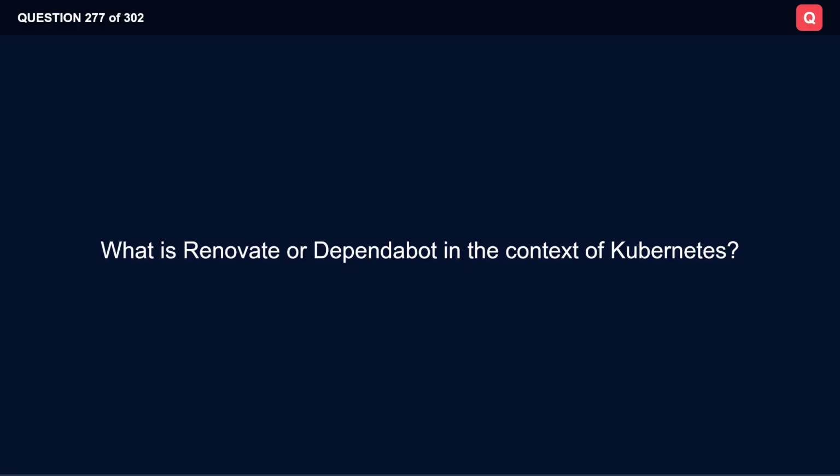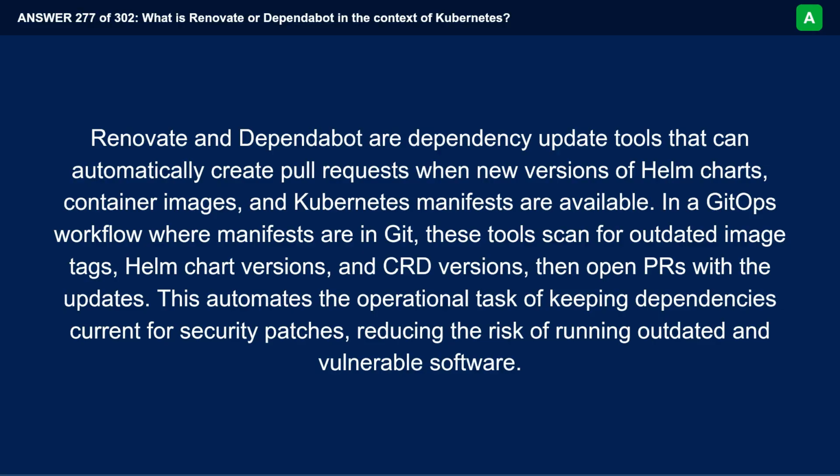What is Renovate or Dependabot in the context of Kubernetes? Renovate and Dependabot are dependency update tools that can automatically create pull requests when new versions of Helm charts, container images, and Kubernetes manifests are available. In a GitOps workflow where manifests are in Git, these tools scan for outdated image tags, Helm chart versions, and CRD versions, then open PRs with the updates. This automates the operational task of keeping dependencies current for security patches, reducing the risk of running outdated and vulnerable software.